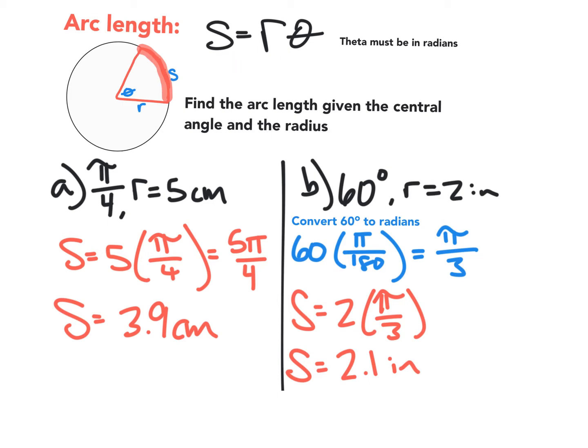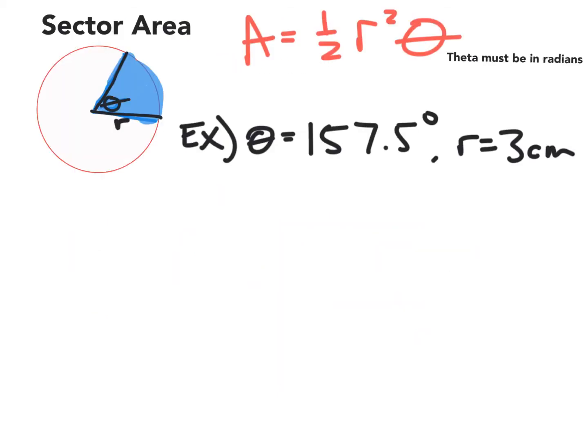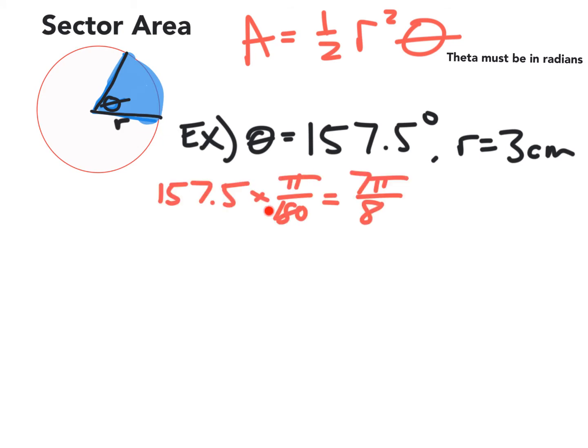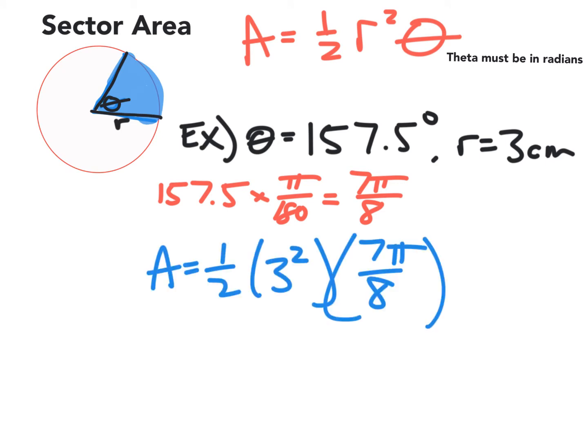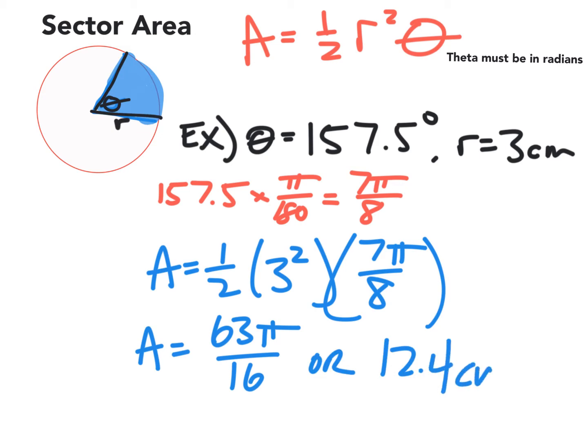S equals r theta. If you liked arc length, you are going to love sector area. If you have a theta in radians, you can use 1/2 r squared theta. This is a little bit different than how you've done it in the past. Usually you do it as a proportion of this area to the whole area, but this is just a different way of looking at it. So let's convert this to radians. To do that, I multiply by pi over 180, and I get 7 pi over 8 radians. So now I plug in everything that I was given, and I get that the area is 63 pi over 16, or about 12.4 square centimeters. All right, and that's sector area.